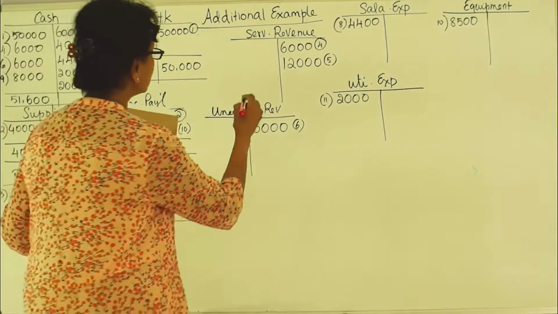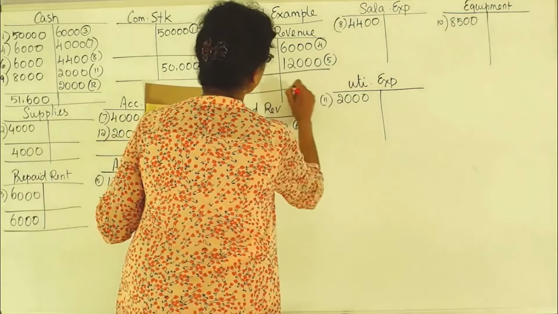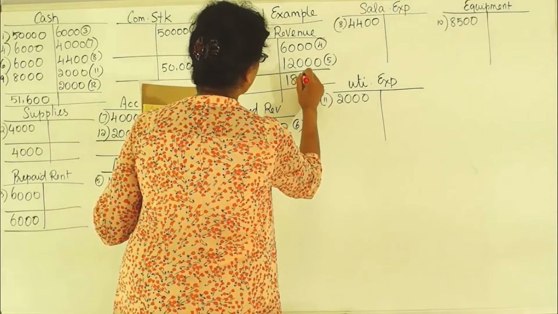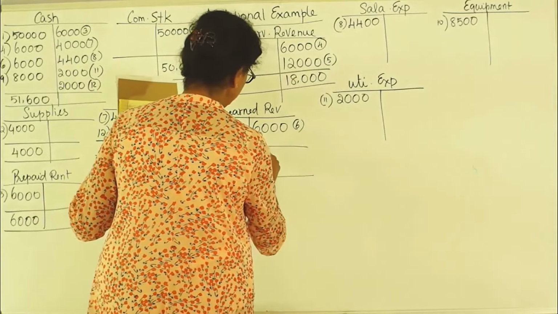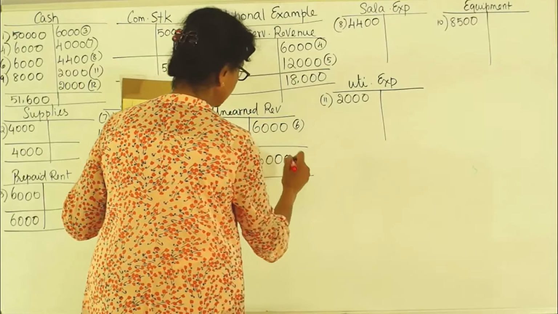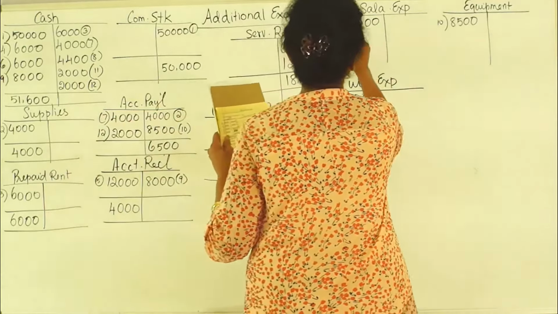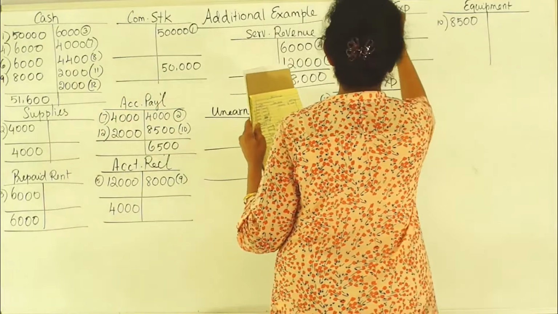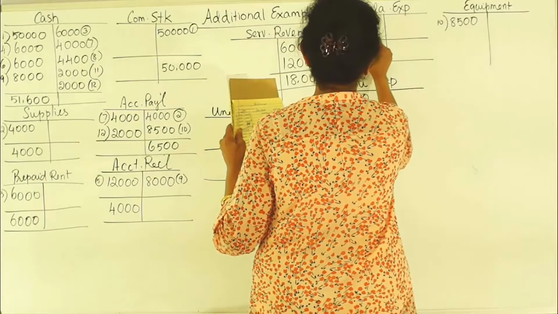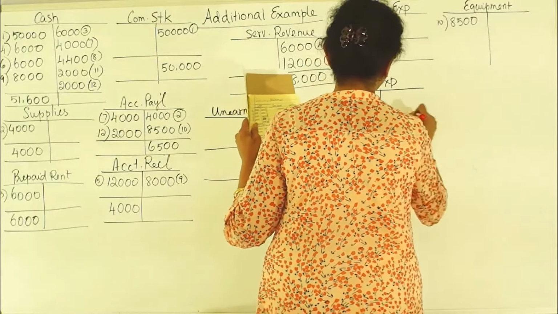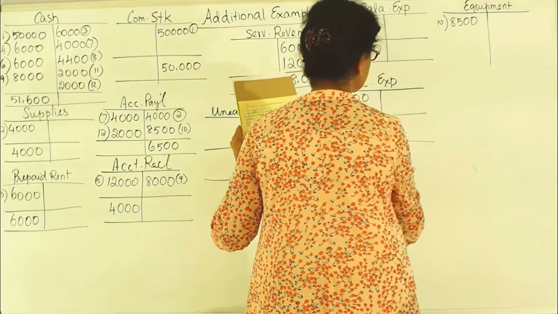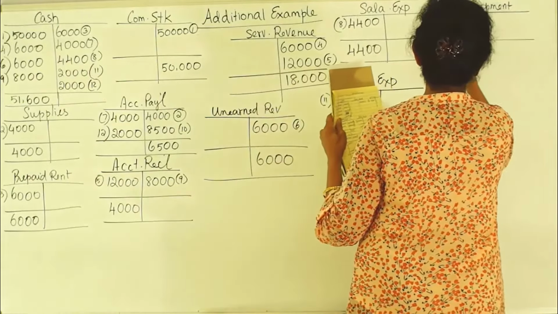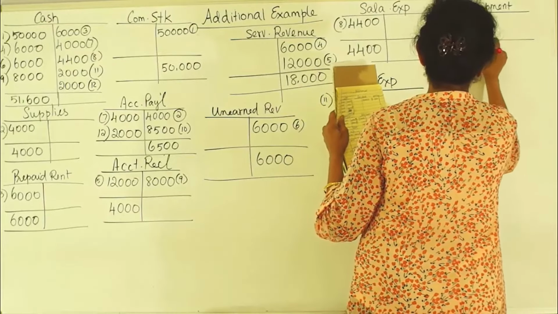And service revenue, the balance would be 18,000. Unearned revenue, the balance 6,000. Salary expense, the balance 4,400. Utility expense balance 2,000 and equipment balance 8,500.